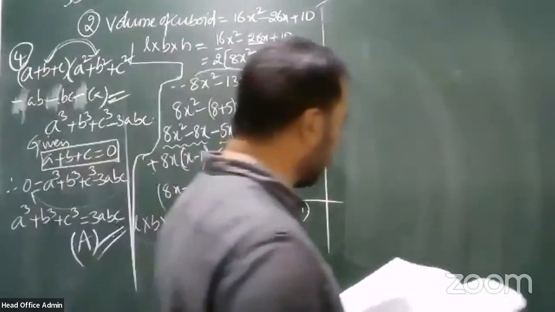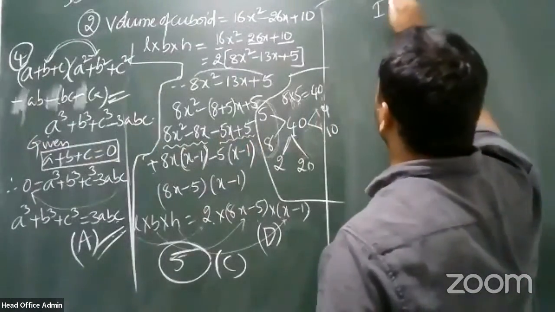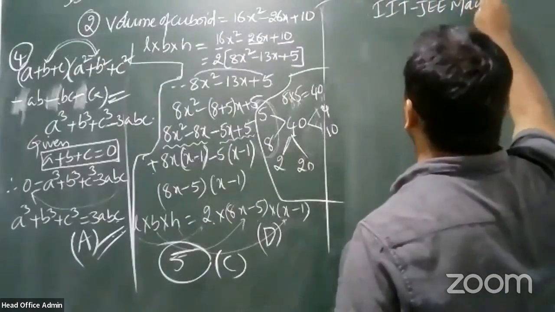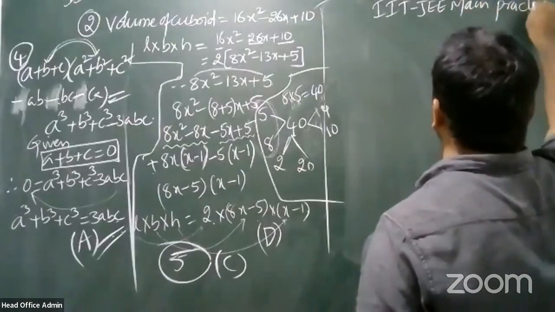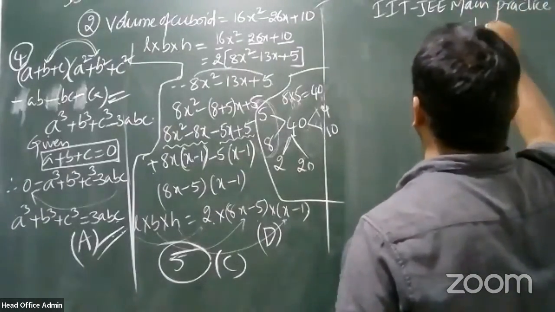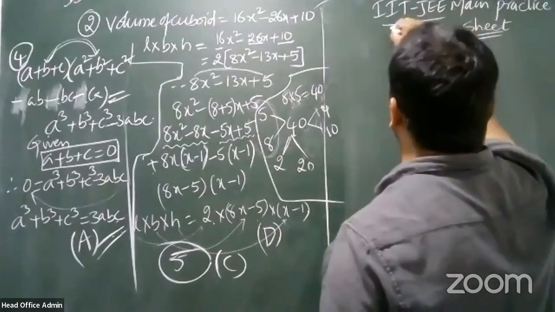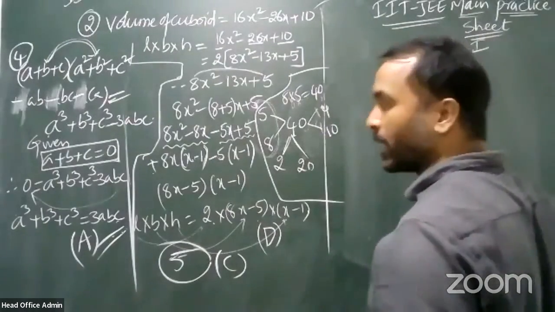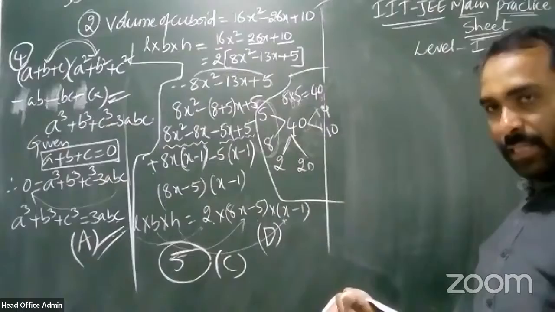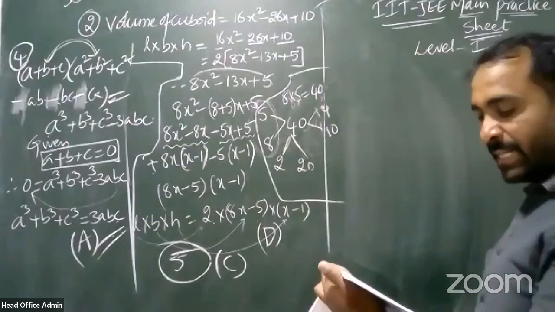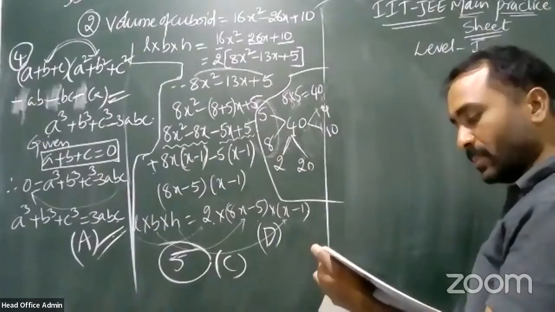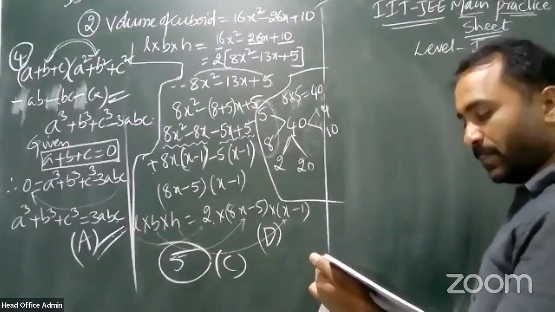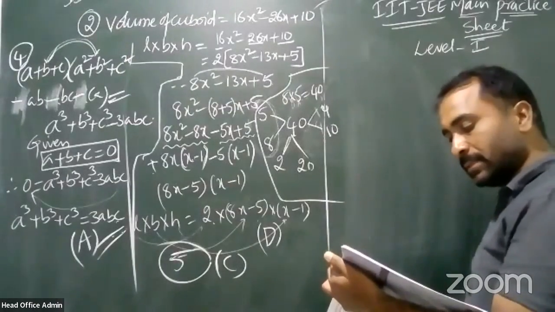So level 1, IIT JEE Main practice sheet, level 1. Okay, IIT JEE Main practice sheet 1. In the following, x minus y, y minus z and z minus x are the factors of x square into y minus z plus y square into z minus x.